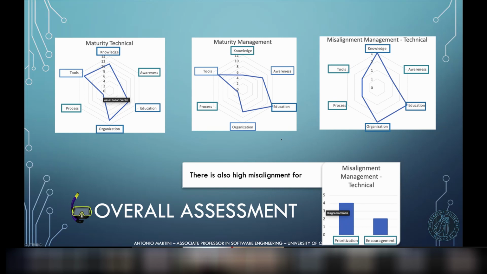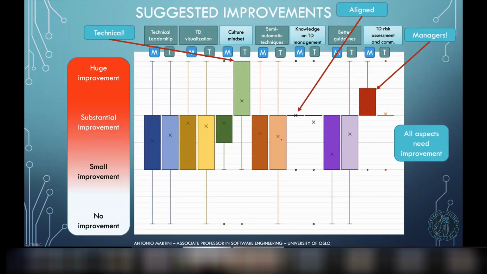After this, we actually asked the participants to rate the improvement suggestions. So we try to understand for each of these topics which ones the participants wanted to improve. And you can see here it went from no improvement to huge improvement needed. And you can see that basically we had technical leadership, technical data visualization, culture, mindset, semi-automatic techniques, knowledge on technical data management, better guidelines, and technical data risk assessment and communication.